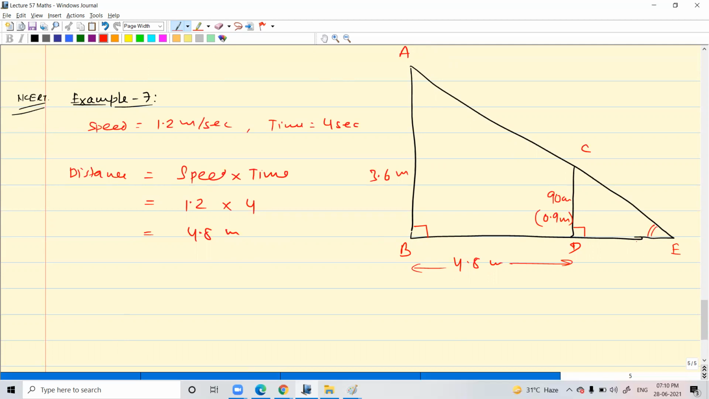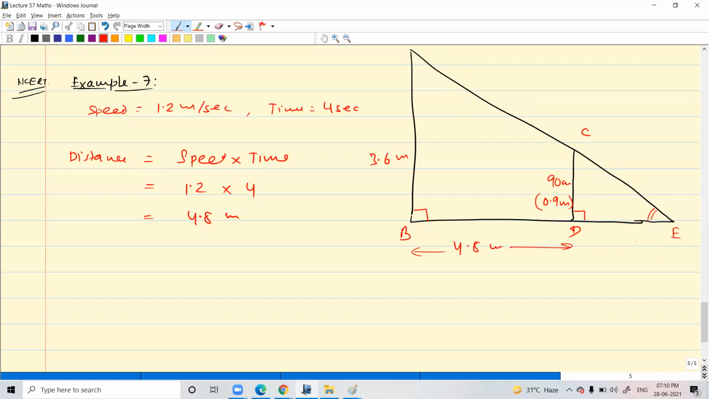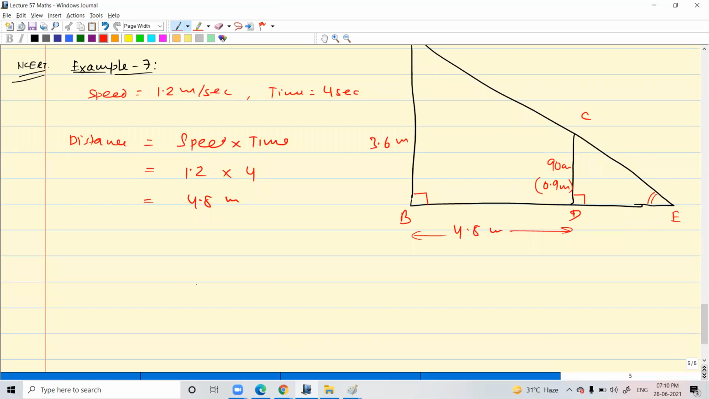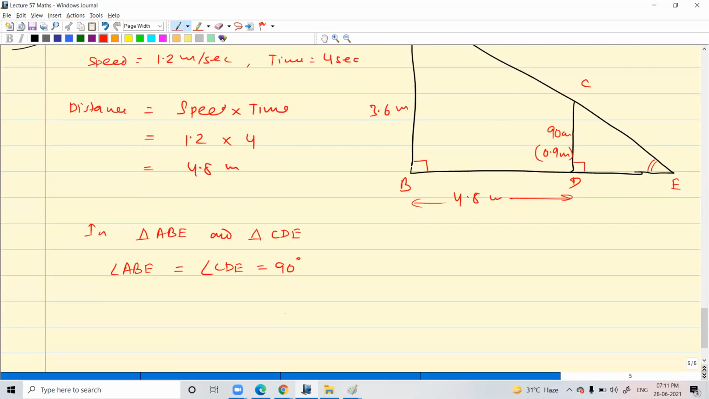So by angle property, by AA similarity criteria, we will prove that those two triangles are similar. Which two triangles? ABE and CDE. We'll say in triangle ABE and triangle CDE, angle ABE is equal to angle CDE is equal to 90°, because of course the lamp post is also standing vertical on the ground. Girl is also standing vertical on the ground, not at some angle, of course, right?